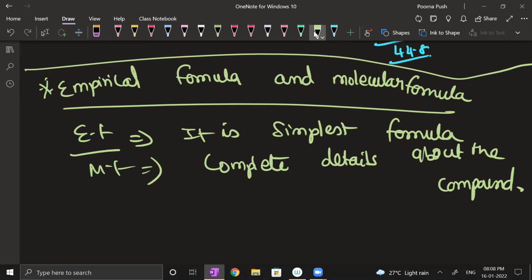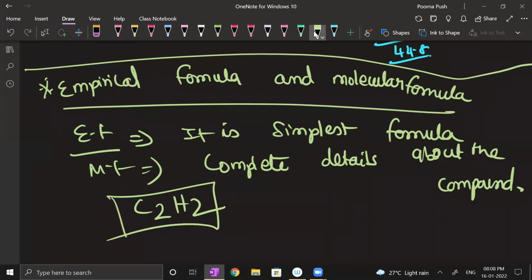For example, if you take CH4, that is both the empirical formula as well as the molecular formula, because you cannot simplify it further. For example, C2H2 is the molecular formula. What is the empirical formula? CH, ma'am. That's it. The simplified form of the molecular formula is the empirical formula.